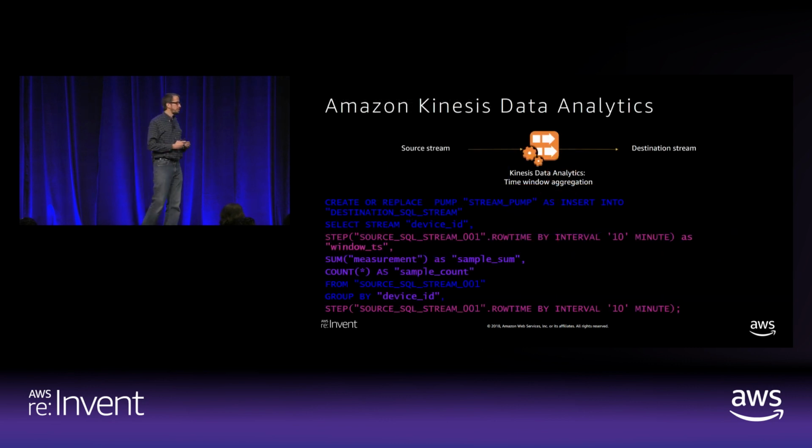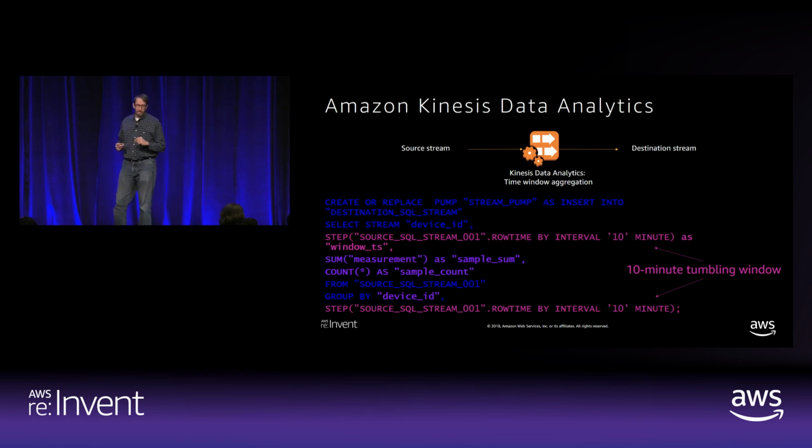Here's an example of a SQL statement that we used with Kinesis Data Analytics. So this is a real SQL statement. In blue here, you have some of your boilerplate SQL, your select statement. In pink, as you can see here, I'm using Kinesis Data Analytics step function, not to be confused with AWS's step function, to group my readings according to a time window. So I'm doing some time windowing analysis here and aggregations. So I'm grouping them by 10-minute windows, and then I'm doing sums or counts or averages or whatever it is you want to do on that data.